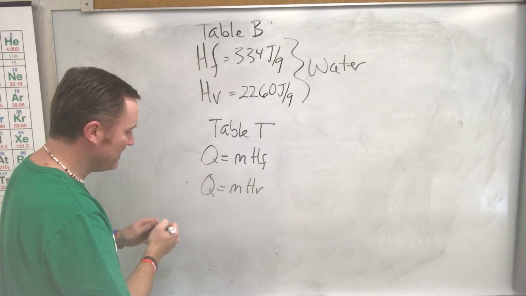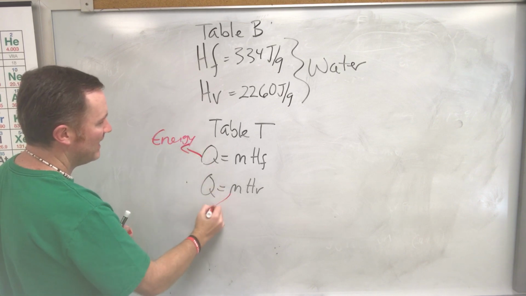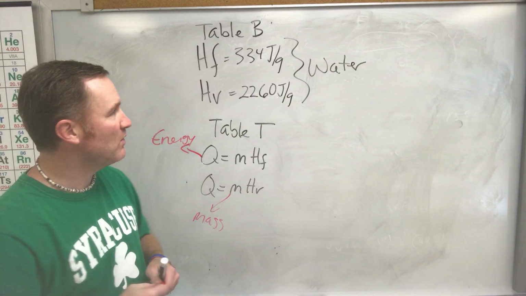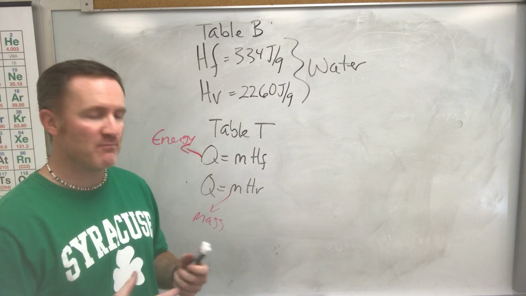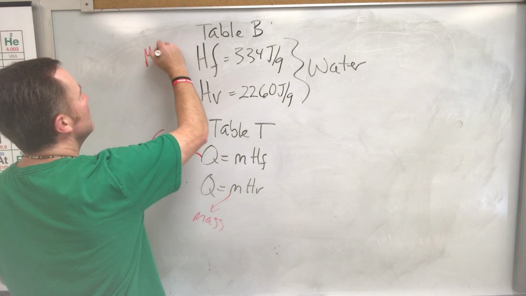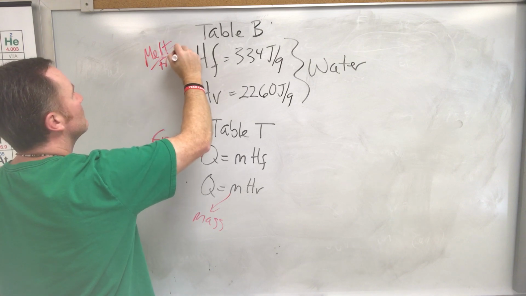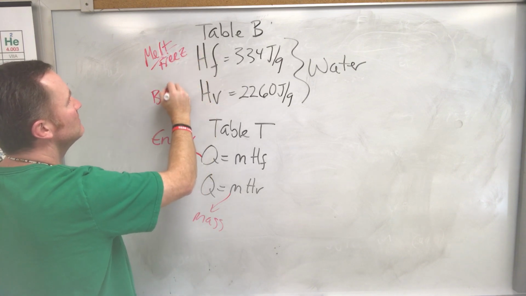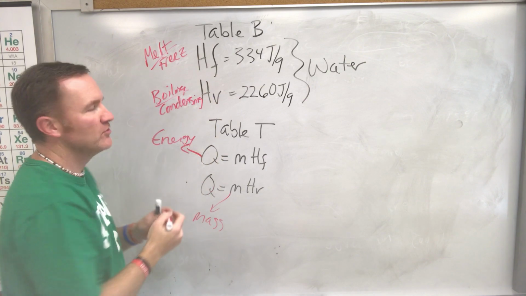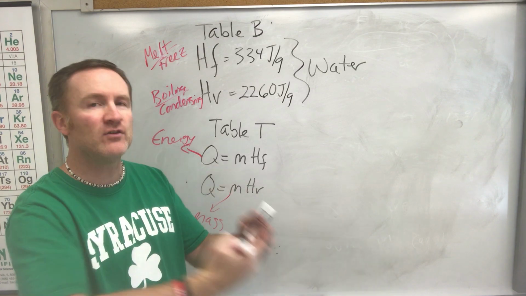Q, of course, is going to be our energy, and m is mass. Hv and Hf hopefully makes sense. And so this is what we want to figure out, the amount of energy to either melt stuff or to freeze stuff. And so our Hf is melting and freezing, and Hv would be boiling and condensing. So just think about it. These things happen at opposite reactions or opposite rates, whether I'm adding energy or removing energy.